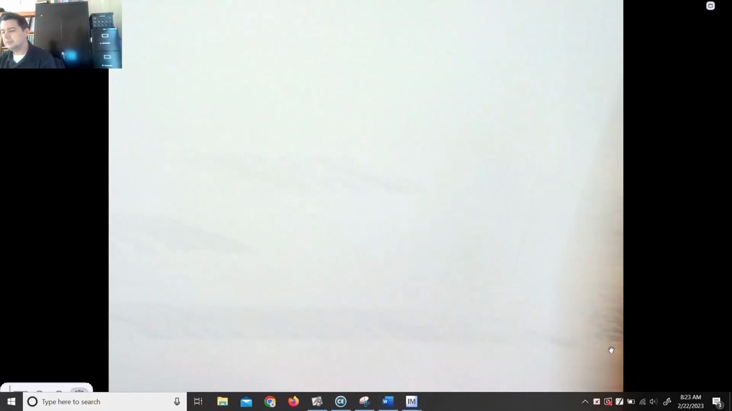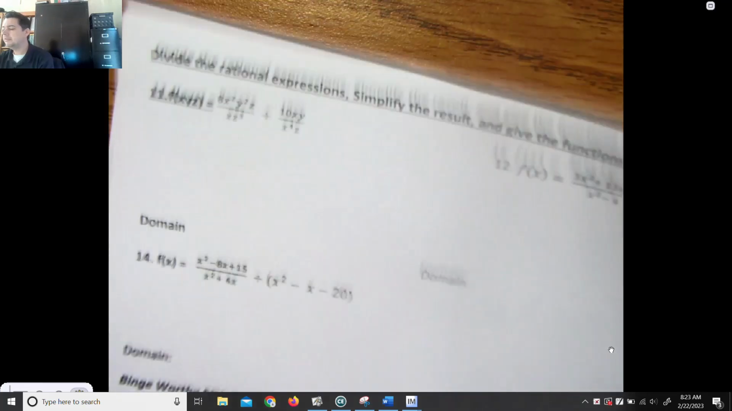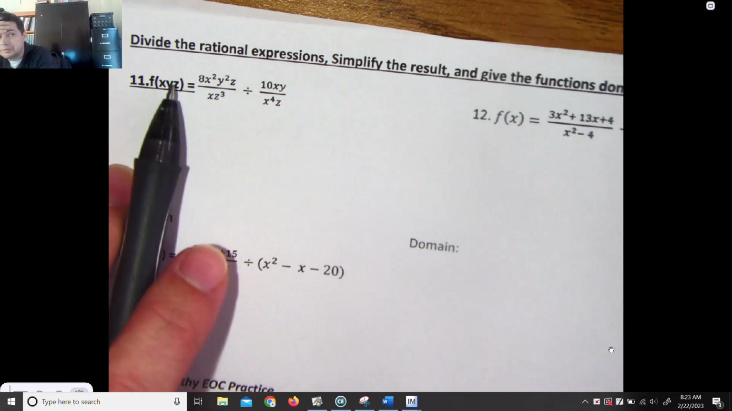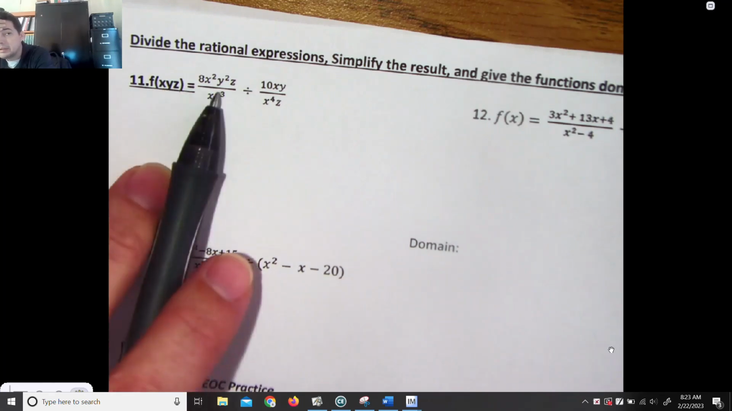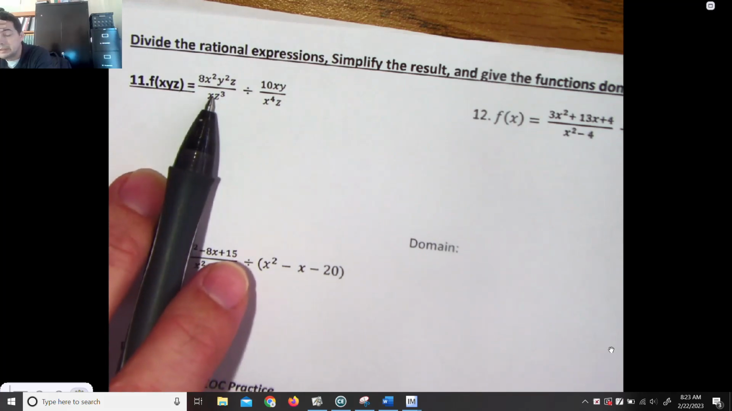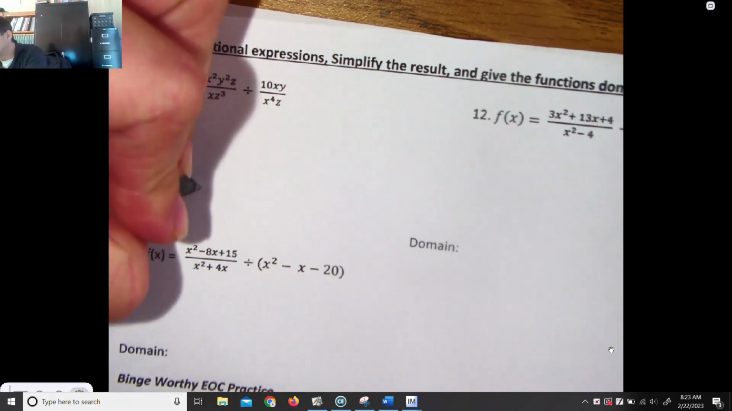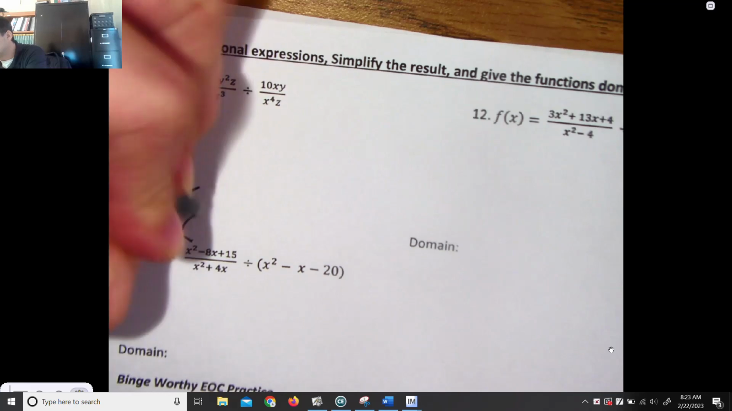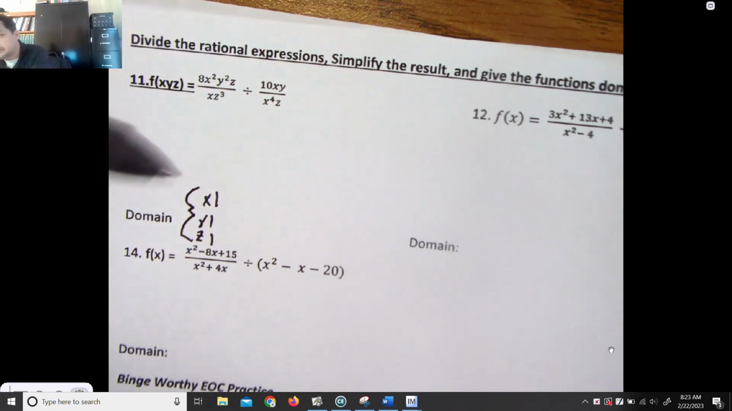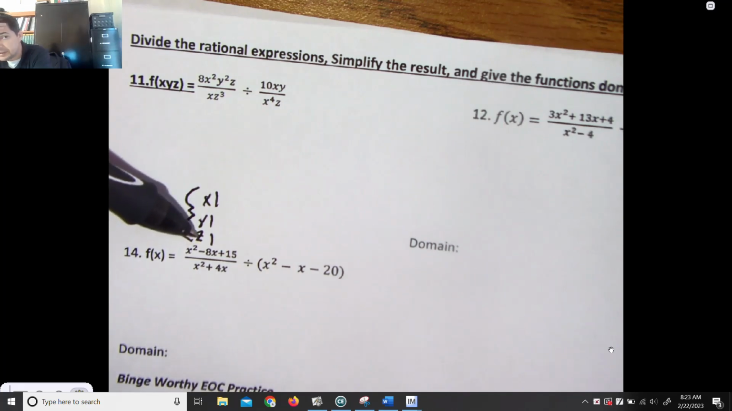Backside. Number 11. Divide the rational expression, simplify the result, and give the function's domain. So this is f of x, y, z. It's a function with 3 variables. And we're going to find the domain of each one of these things. And it's going to be kind of funky. I'll kind of do it as a piecewise. All values of x such that, all values of y such that, all values of z such that.